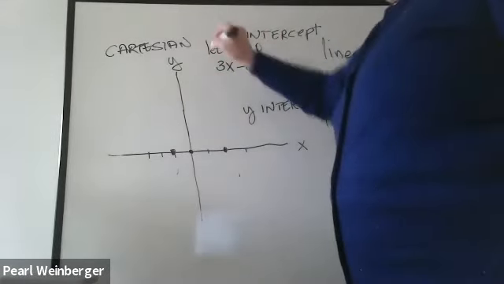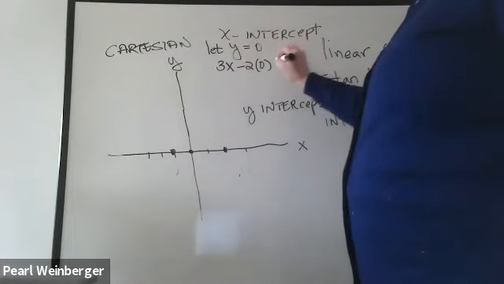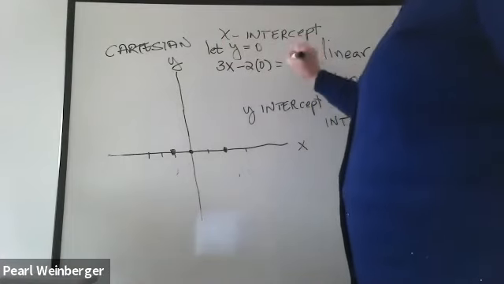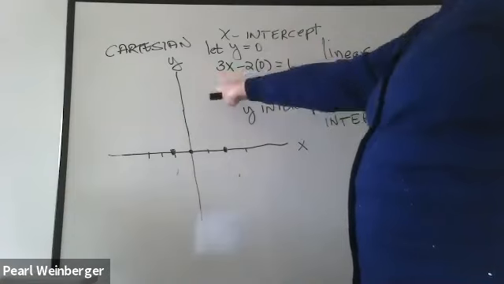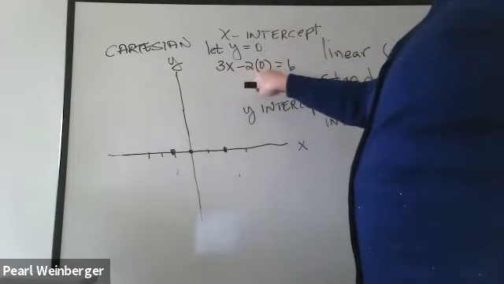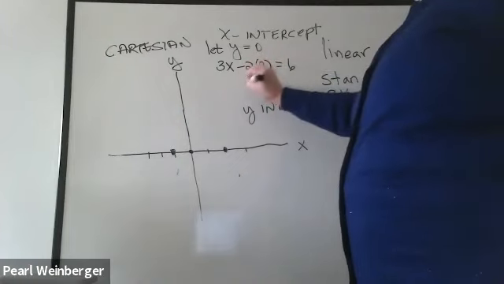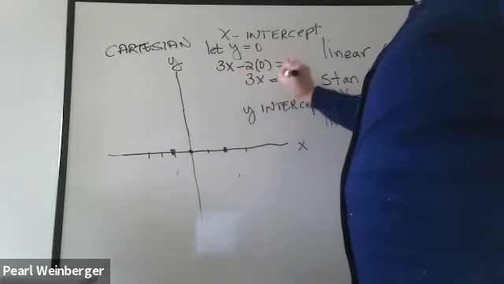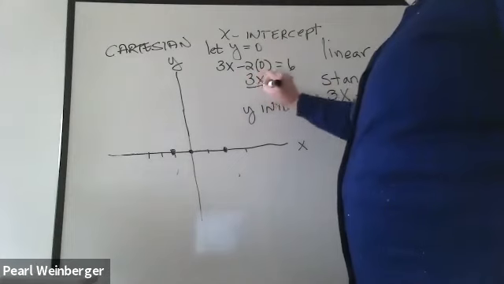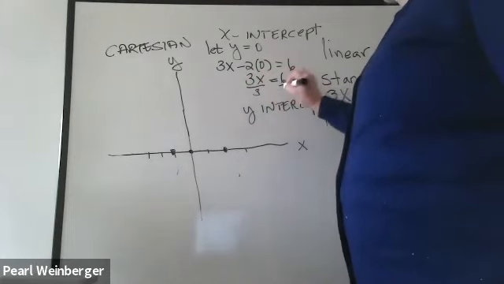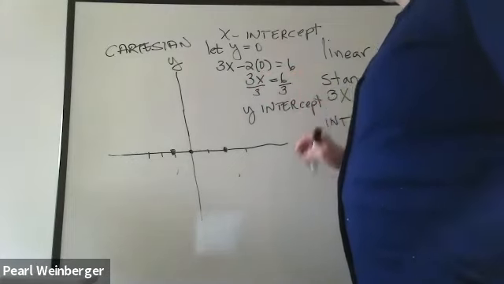To find the x-intercept, we're going to let the y equal 0. And then we can solve the equation because now we'll only have x in it. 3x minus 2 times 0. Well, 2 times 0 is 0, so this is just 3x equals 6. And that's easy to solve. And I get x equals 2.